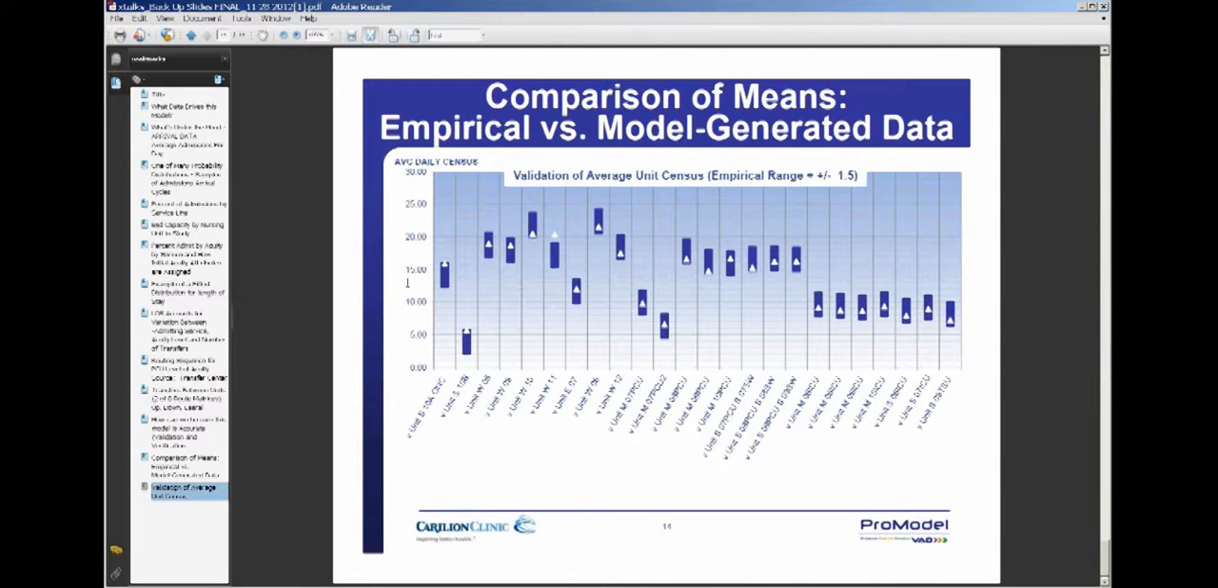And this is how we looked at the average daily census. You can see that on these different units, the little triangle represents the model-generated data, and the bar is what we're trying to reach. We're trying to get within 2 beds, plus or minus 2 beds, and so we're trying to get within that bar all the way through. And we found that 23 out of the 24 units here are within the plus or minus 2 spread. So that's the validation. Maybe more than you wanted to hear, but that's validation. If you don't have a valid model, you don't have a model. So thank you very much.